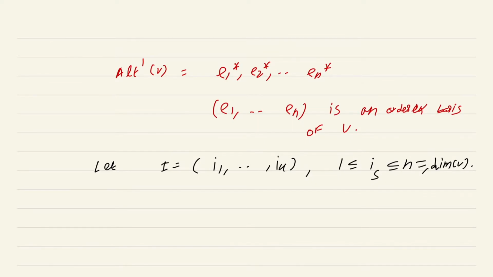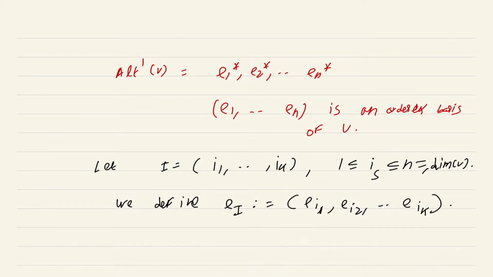Okay, so you start with a multi-index, but not necessarily of distinct entries. There could be repetitions, but it is in a non-decreasing order. In any case, we define e_I to be e_{i1}, e_{i2}, ..., e_{ik}. So you just choose those basis vectors in this ordered basis corresponding to the indices determined by the multi-index.